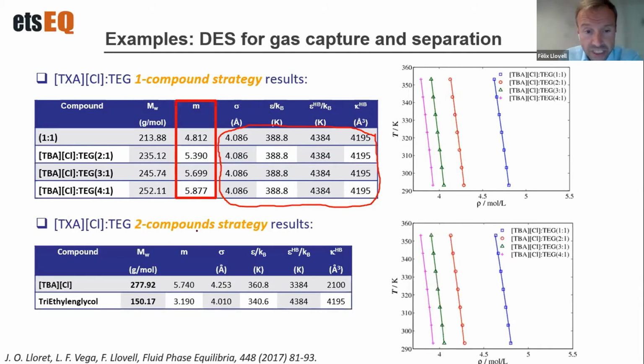Here is the 2-compound strategy. Now we have a single set of parameters for this molecule, and of course a single set of parameters for, as I said before, tetraethylene glycol, sorry, it was triethylene glycol. And now you can see the figure. The results are of the same order. There is almost no difference. As this is a better description of the system, we prefer using a 2-compound approach, because this will help us to get a better understanding when we move towards mixtures with other compounds.